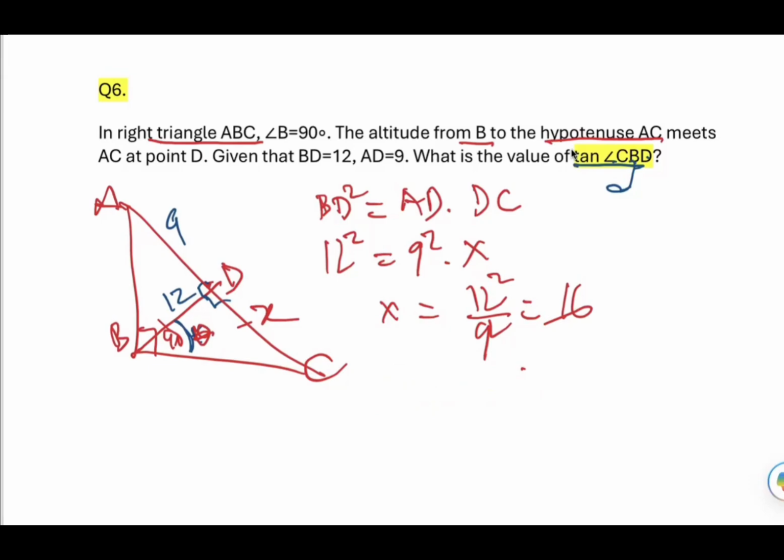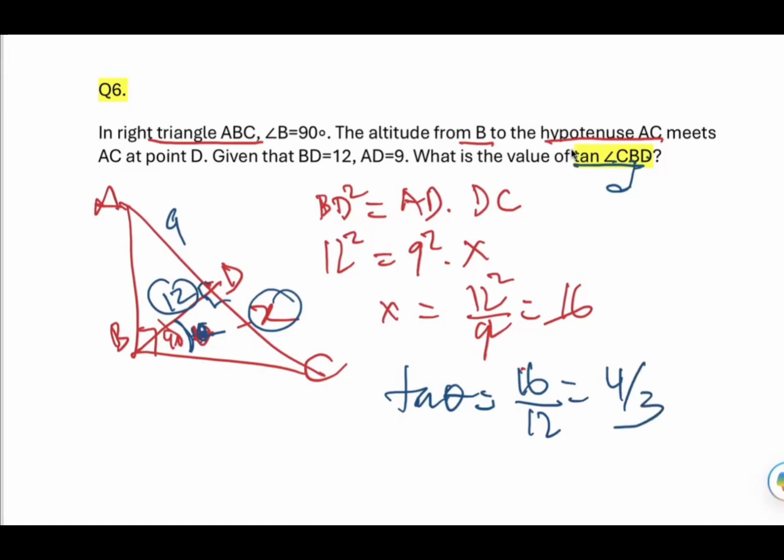Now you know that they want you to find tan of this angle. So tan of that angle is the x, which is 16, over the 12 over here. Therefore, this is equal to 4 over 3. It looks complicated, but if you draw the diagram, you know where they want to give you. The most important thing is finding the altitude and then do your tan. So this is your right answer.